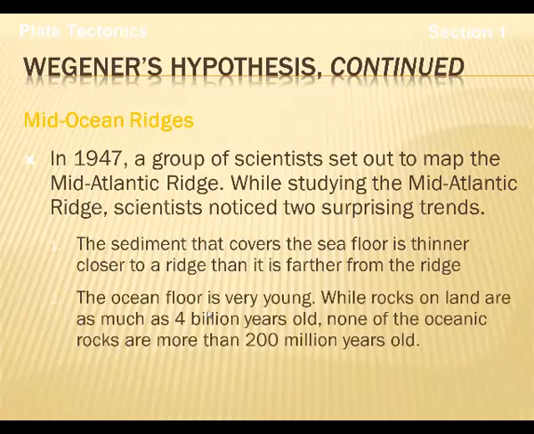The second trend that they noticed was that the ocean floor was very young. They noticed that rocks on land could be aged from anywhere from 1 to 4 billion years old, while none of the oceanic rocks were more than 2 million years old. And as you got closer and closer to the center of that mid-ocean ridge, the age of the rocks became younger and younger.